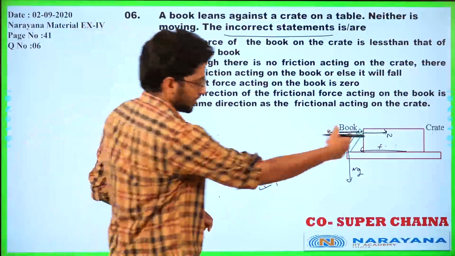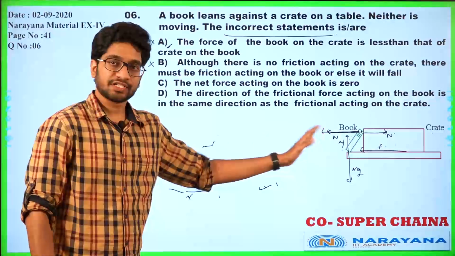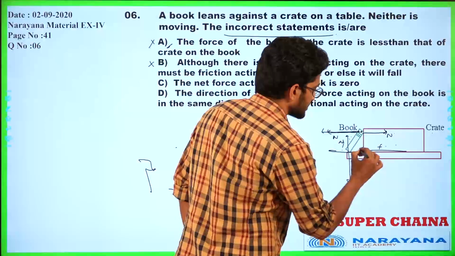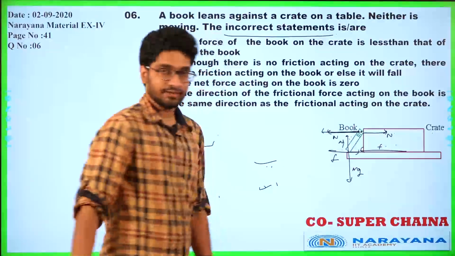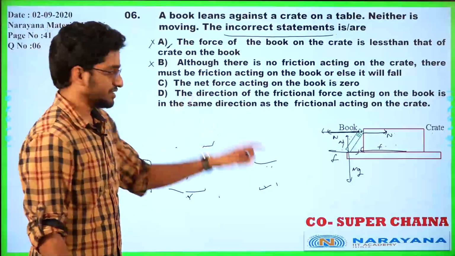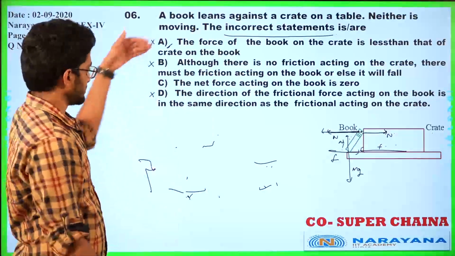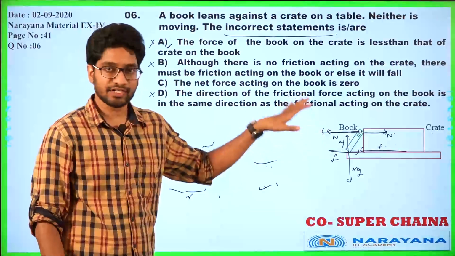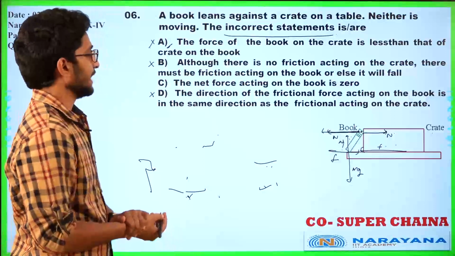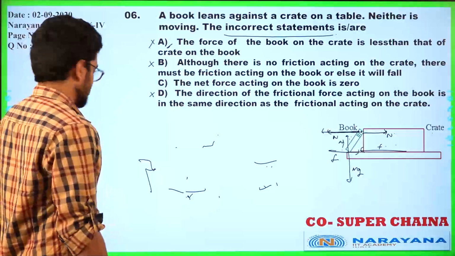What about friction on the book? On the book there is a force already in the left direction, so it is trying to move towards left. So the friction should act in the opposite direction. Friction should act towards right on the book. So they are not in the same direction, they are in opposite directions, but the statement says the direction is the same. So this is also an incorrect statement. So you can say the answers are A, B, D; only option C is correct, so that's not the answer. In equilibrium, net force should always be 0 on any object. So let's move to the next question.